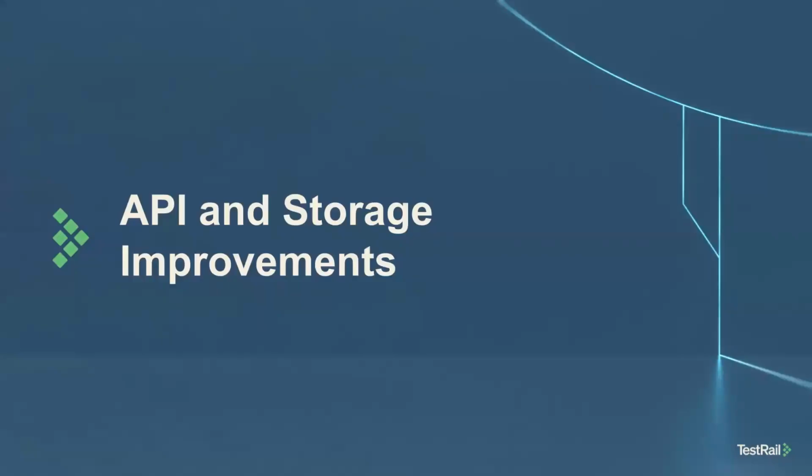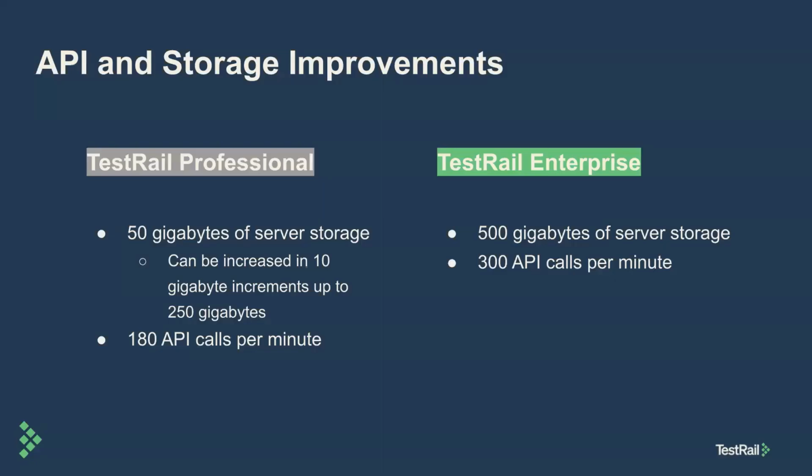There are a few behind-the-scenes enhancements that you get with cloud instances of TestRail Enterprise. With TestRail Professional, all instances are limited to 50 gigabytes of server storage, which can be increased in 10 gigabyte increments up to a total of 250 for an increased monthly payment. With TestRail Enterprise, you start with 500 gigabytes of space, giving you plenty of room to grow your instance and even add large attachments to your test cases and results without worrying about running out of space.